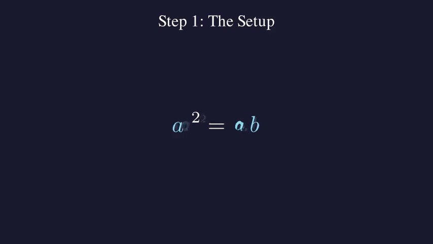Next, we subtract b squared from both sides. On the left, we now see a squared minus b squared. On the right, we have a times b minus b squared. Now, we apply the rules of factoring to change the shape of the equation.